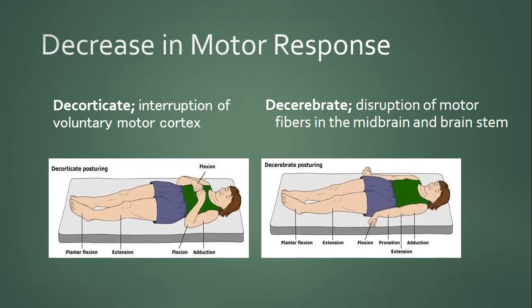So decrease in motor response can be shown in two forms, decorticate and decerebrate. Decorticate is interruption of the voluntary motor cortex, and the posture can be the flexion of the arms and then the extension of the knees and plantar flexion. And the decerebrate, it is caused by disruption of motor fibers in the midbrain and brainstem, and the posture can be extended arms, then the flex hands, and extension of the knees and plantar flexion. So these two postures can show the decrease in motor response.